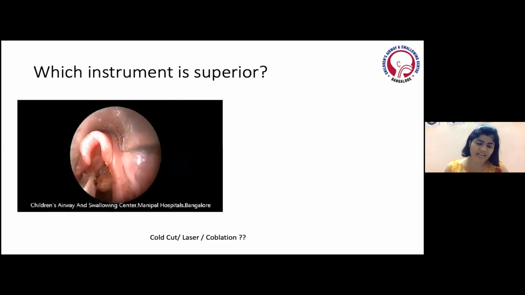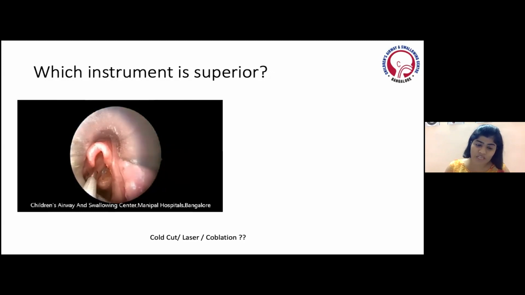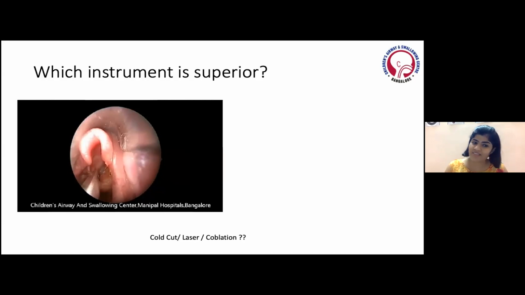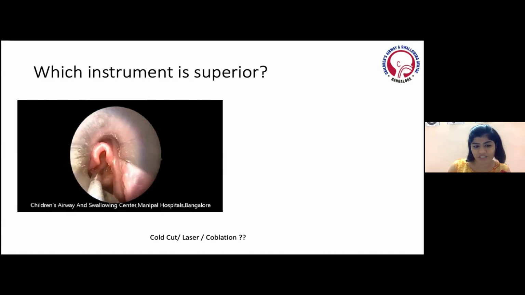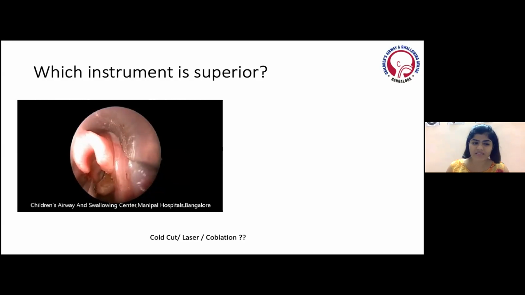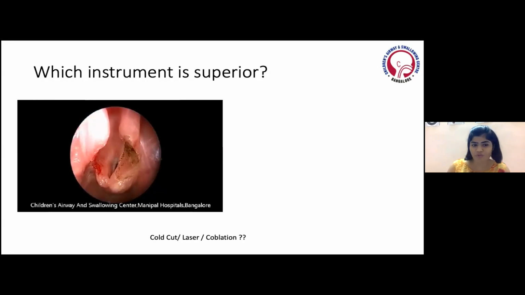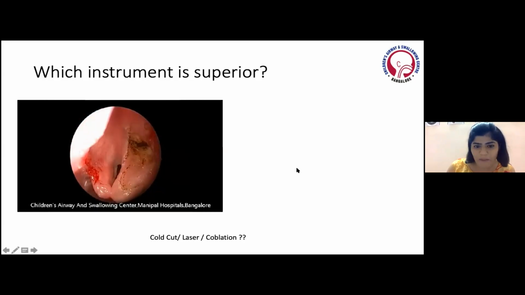On the opposite side, we are using the cold cut instruments. Again, observe and monitor the time taken for this procedure. See, there is no charring, of course, and there is hardly any bleeding after this operation. So this is the comparison between the laser and the cold cut. Which one is superior, you can make out.